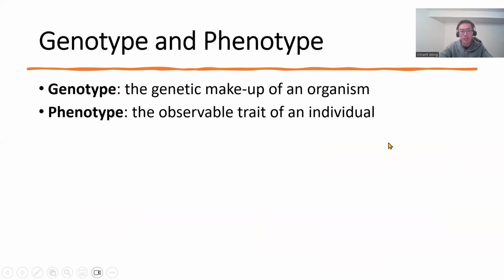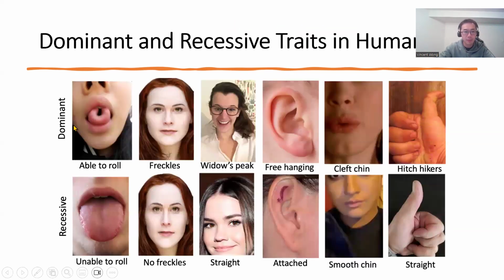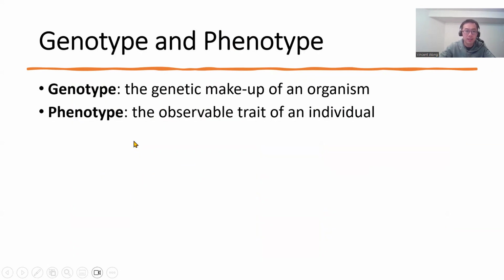So, what's the deal with this? Well, the genetic makeup of an organism is called the genotype, whereas the phenotype is the outcome, the expression of the gene. Let's use a very simple example. Rolling the tongue, that's dominant. So we use a capital letter for it. Big R equals roller. You're able to roll your tongue. Small r means non-roller.